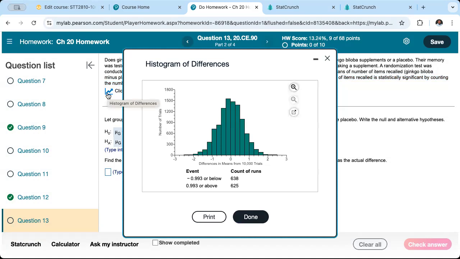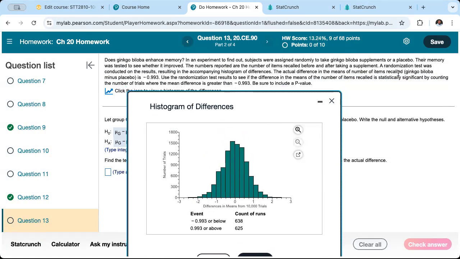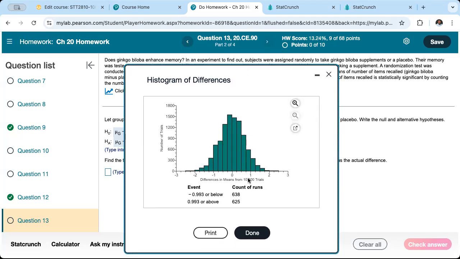So you have this one here. How many trials did they do? They did 10,000 trials. You can see from here. Is that okay? So this is 10,000 trials, and we are going to count the means that are greater than what? Negative 0.993. They said it here too. I think I highlighted that for you. So by counting the number of trials where the mean difference is greater than this. So what do we need to do? Here is 10,000 trials. We were given that what? Whether it is this or below is this.